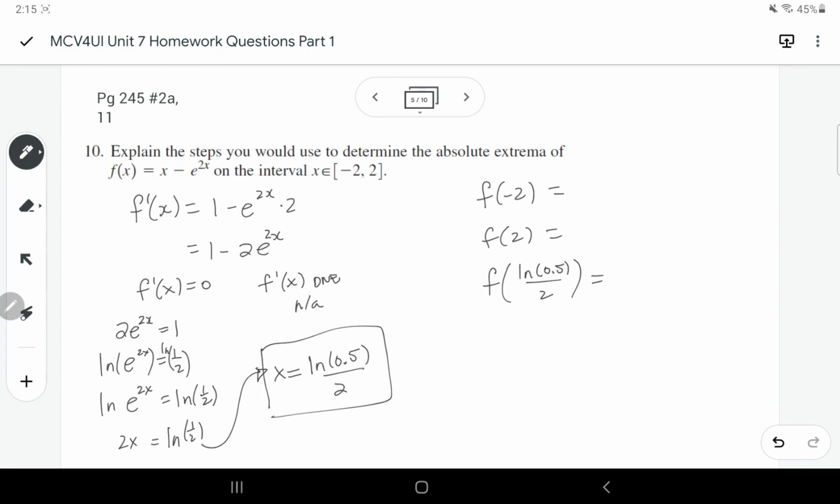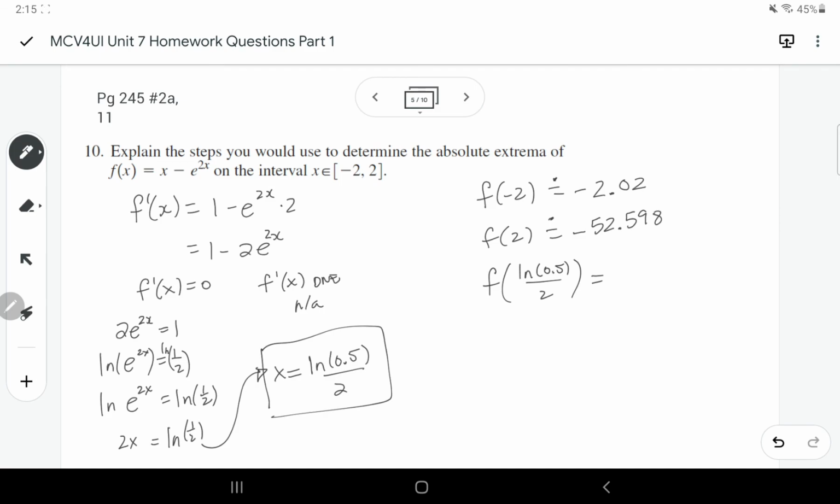So we can put that into a calculator. -2 minus e to the exponent 2x would be -4. So this is about -2.02. And then 2 minus e to the 4. That is big, -52.598 about.